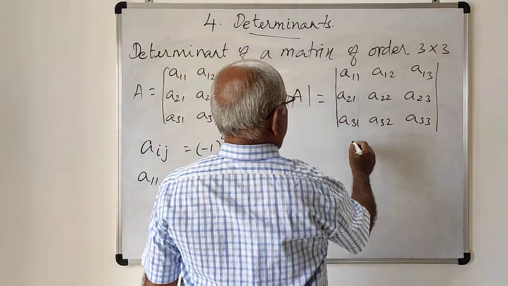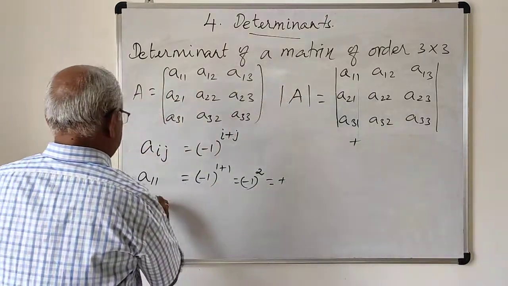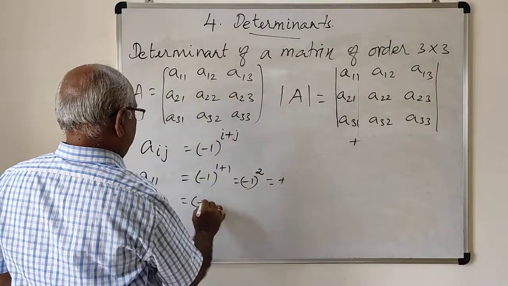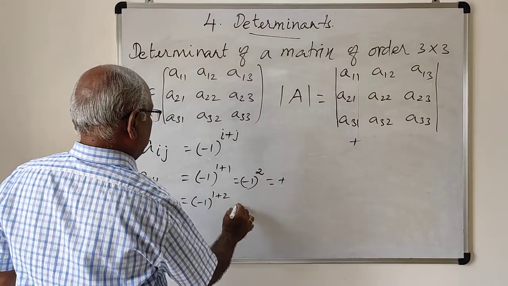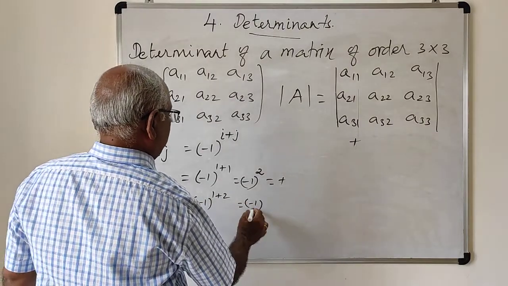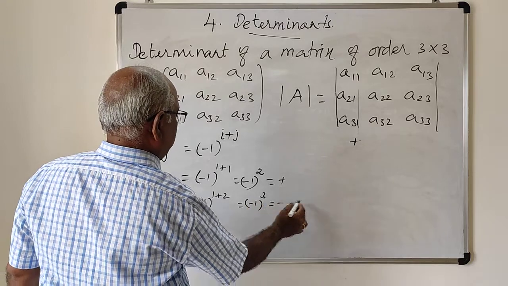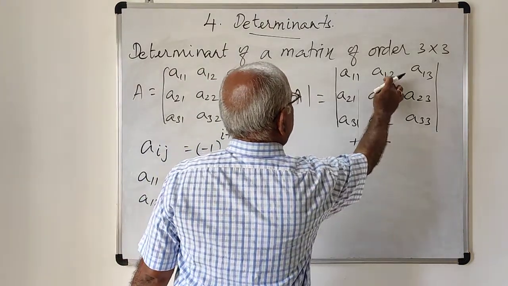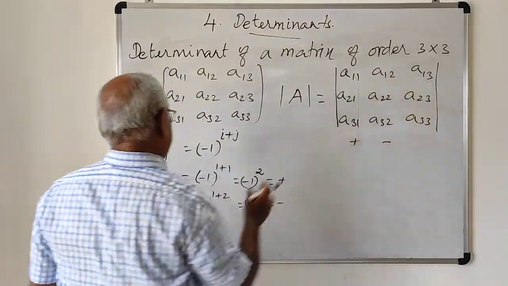Therefore, here you have plus. Next, A12. A12 is minus 1 power 1 plus 2. That is minus 1 power 3, odd. It is minus. Therefore, under the expansion, you should use minus for this element.